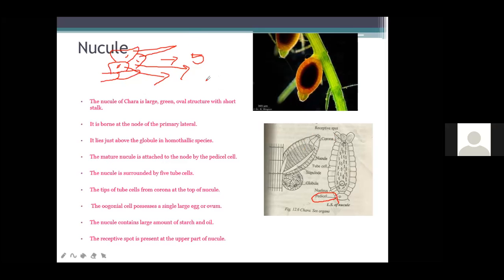These sheath cells divide by transverse division. These sheath cells again divide transversely and give rise to 5 upper corona cells. See here, girls, this part is a crown-like structure, the corona.